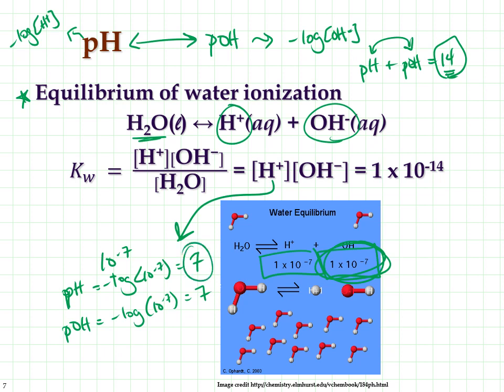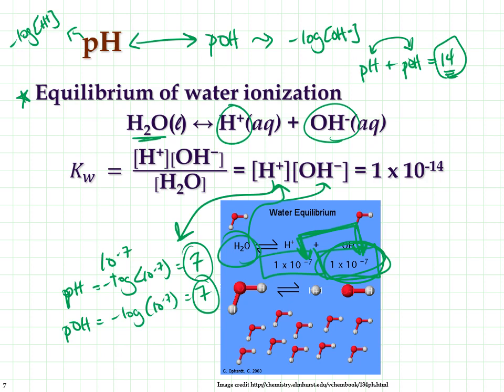The pOH of a neutral solution is also going to be the negative log of that hydroxide concentration, 10 to the minus 7. That's also going to be 7. So the pH of a neutral solution is 7, the pOH is 7, because the hydroxide and hydronium ion concentrations are both equal to 10 to the minus 7, because water at equilibrium dissociates at a concentration of 10 to the minus 7 H pluses and 10 to the minus 7 OH minuses.